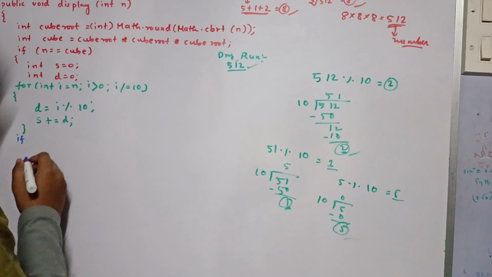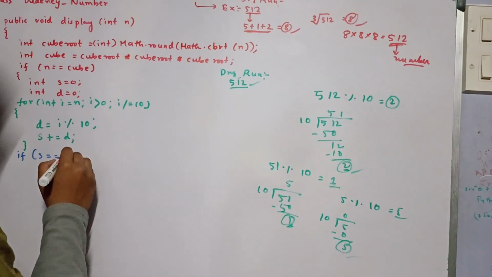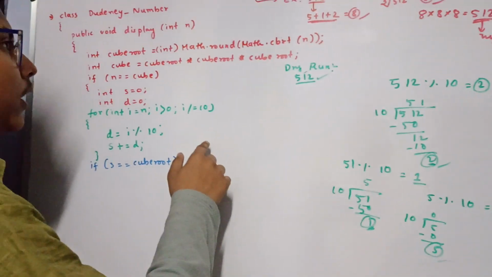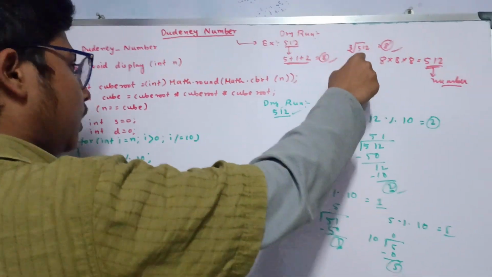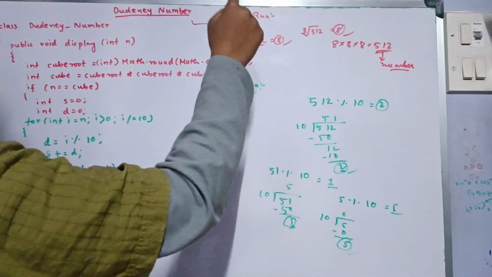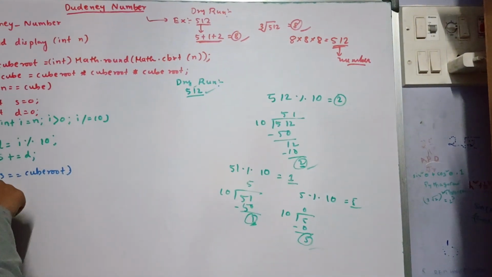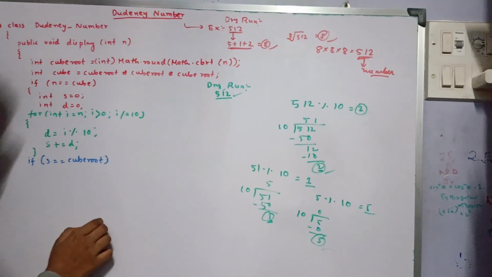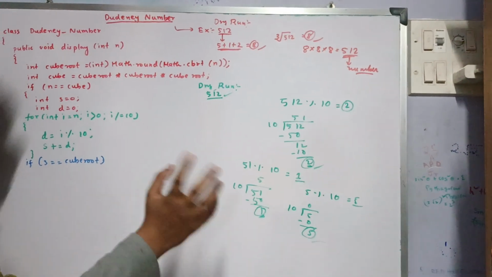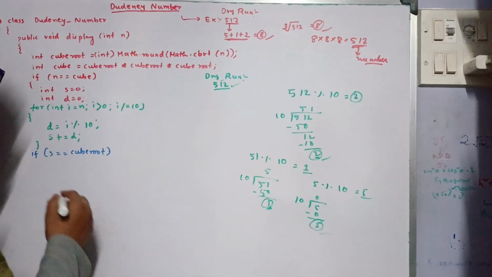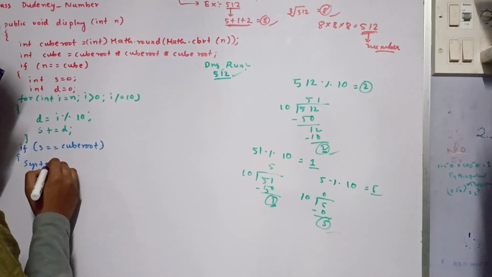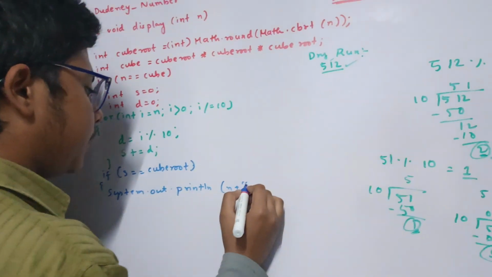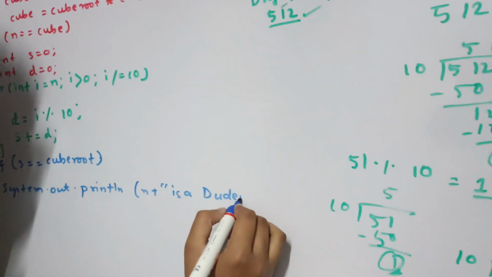If this s, means the sum, is equals to the cube root, because if you observe it very carefully, whatever you had found as the cube root, that is only the sum of the digits of that number. So if the sum of the digits of that number is equal to the cube root of that number, then only we can print the statement that it is a Dudeney number, else we will print it is not a Dudeney number. Okay, so let's print System.out.println n plus is a Dudeney number.